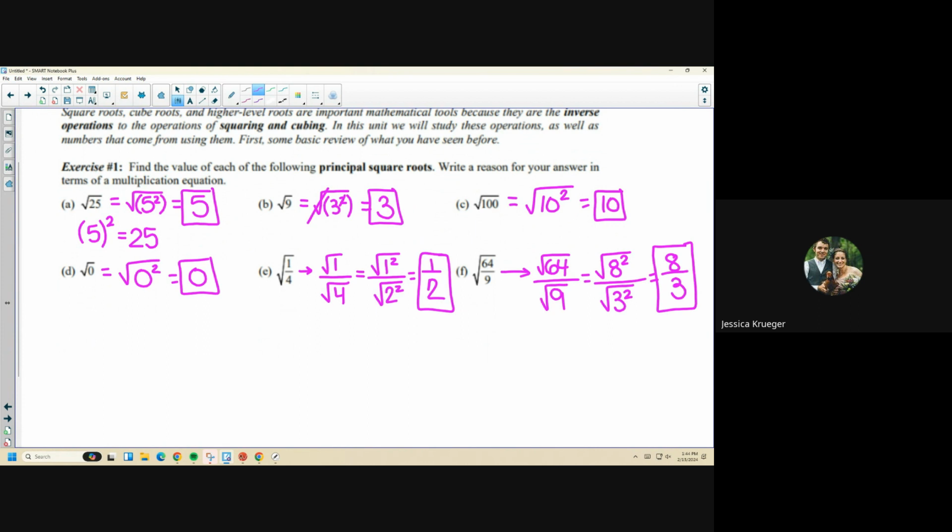So the big idea I want you to take away from this is if I can rewrite a number like 25 as 5 squared and then square root it, my squared and my square root cancel, and I know what the square root of 25 is. The square root of 25 is 5.